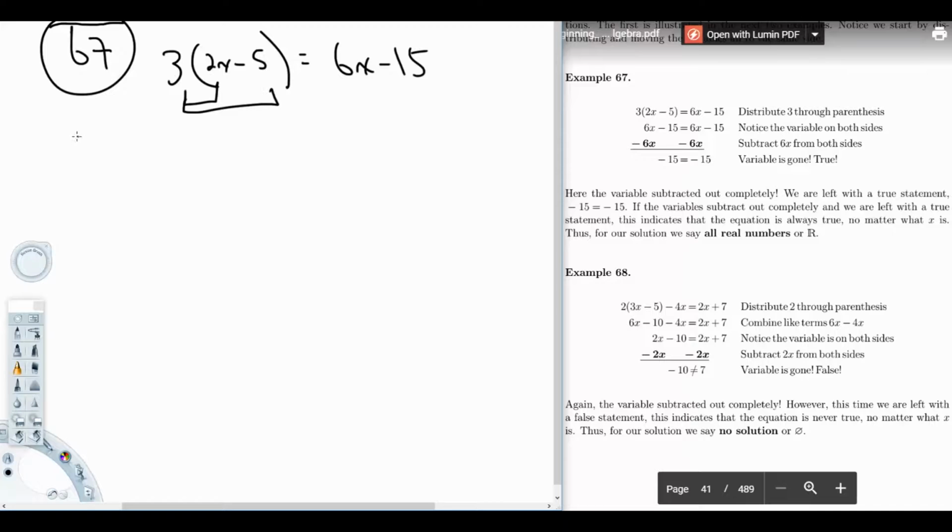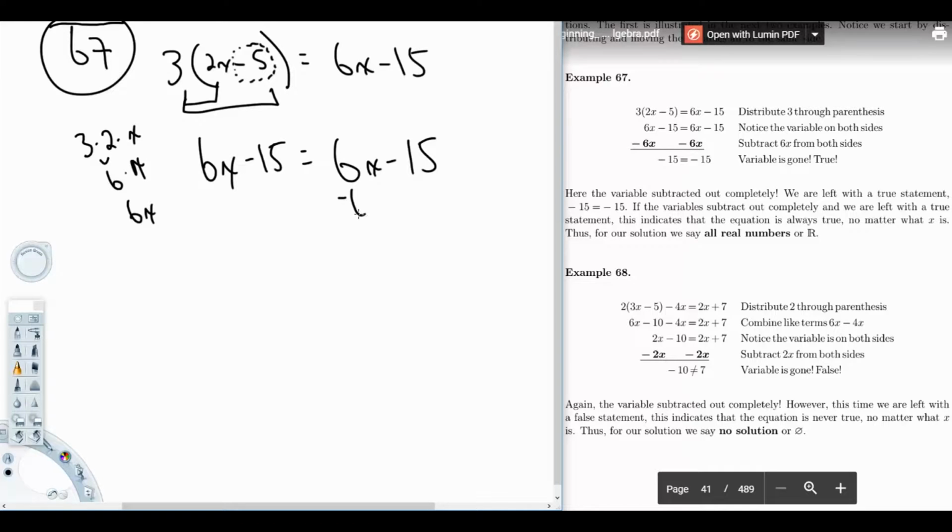3 times 2x equals 3 times 2 times x, 6 times x, 6x. So we know this is 6x. 3 times, look at the sign on the left, 3 times negative 5 equals negative 15. So we get 6x minus 15 equals 6x minus 15. Whoa, that looks the same, doesn't it? Let's get rid of the x on this side. Minus 6x, minus 6x. We cancel this out, cancel this out. Look, we have minus 15 equals minus 15.